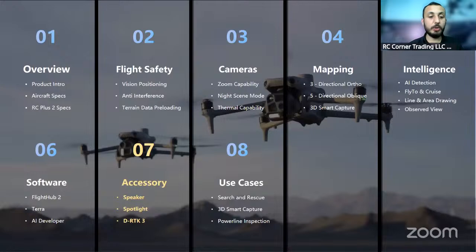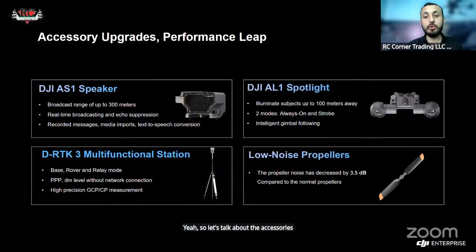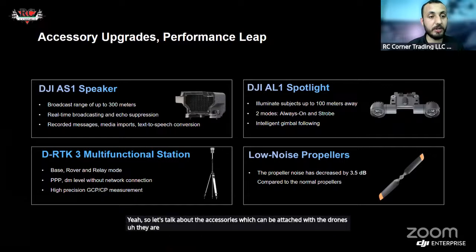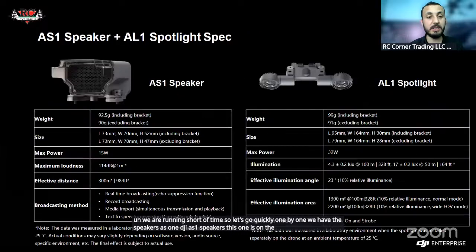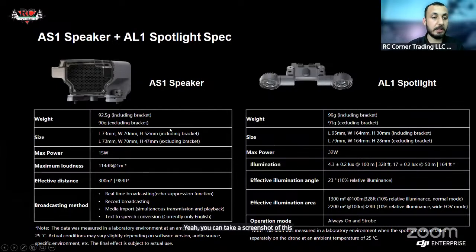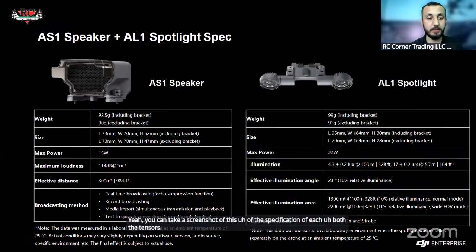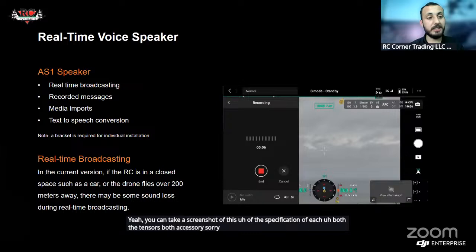So let's talk about the accessories which can be attached to the drones. We are running short of time, so let's go quickly one by one. We have the DJI AS1 speakers. All the accessories are integrated with the Matrice 4 series. You can take a screenshot of the specifications of both the accessories. Talking about the AS1 speaker, you can have the broadcasting.